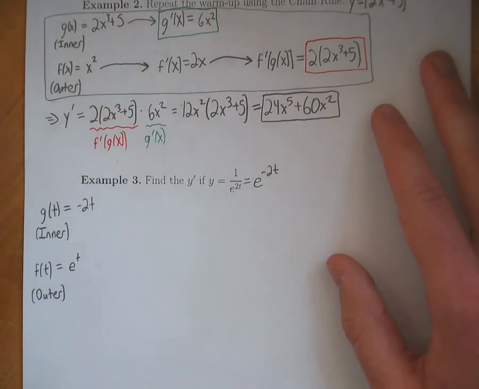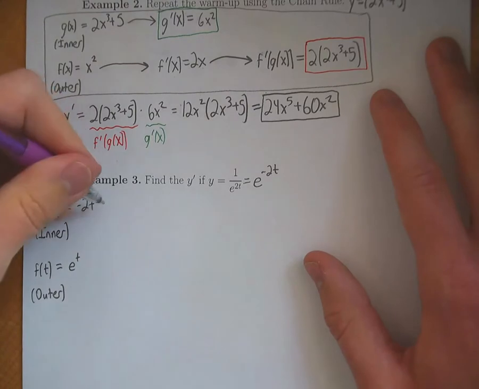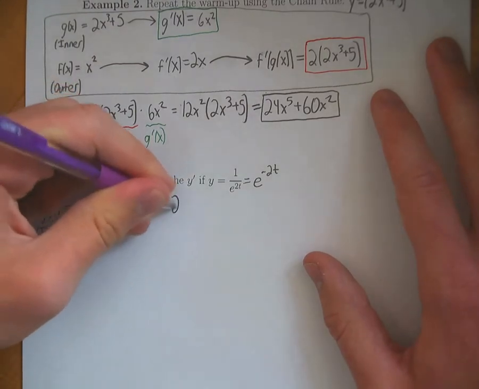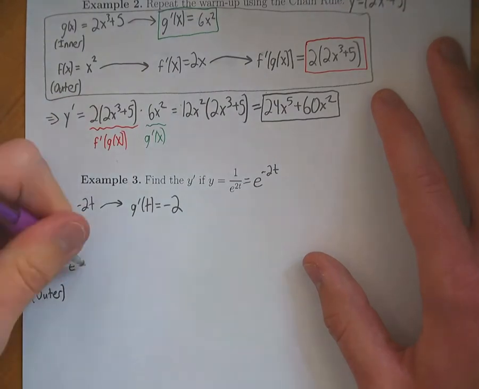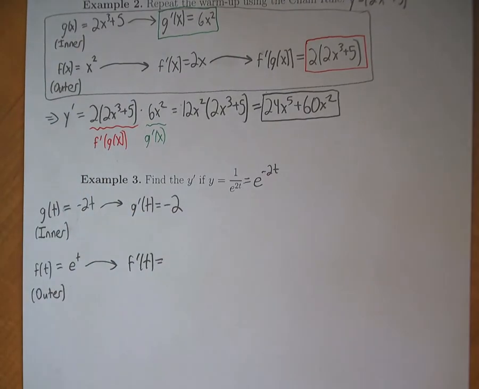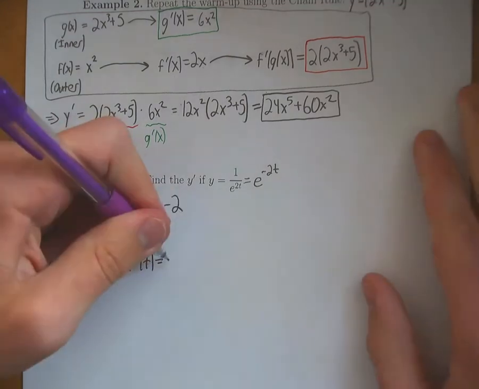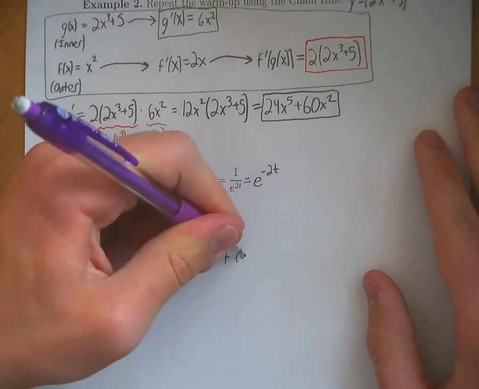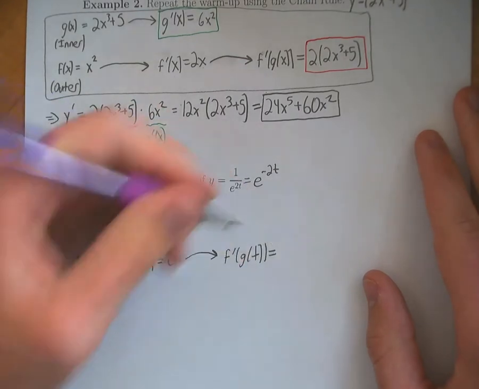E to the t, but so then if we take their derivatives, well, g prime of t is equal to negative 2. And then f prime of t, well, if you take the derivative of exponential, that's just e to the t. Good. So that should tell you that, well, f prime of g of t is then equal to what?